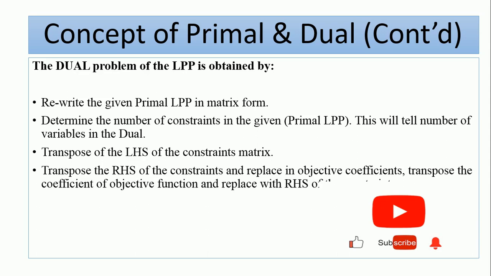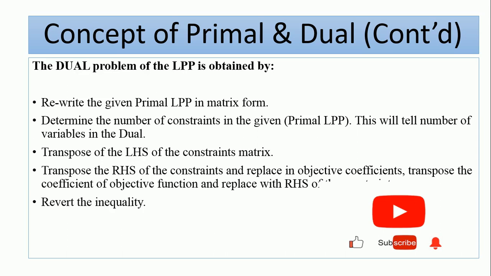And then you transpose the right hand side of the constraint and replace it in the objective coefficient. Also, you transpose the coefficients of the objective function and replace them with the right hand side. So once you do the transpose of the coefficients of the objective function, you have to replace it with the right hand side of the constraint of the new dual linear programming problem.